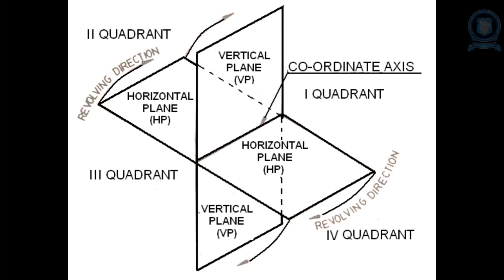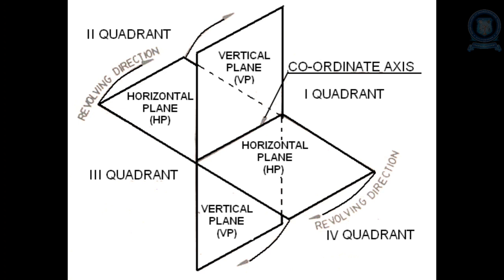The first quadrant location is above HP, in front of VP. The second quadrant location is above HP, behind VP. The third quadrant location is below HP, behind VP. The fourth quadrant location is in front of VP and below HP. These are the locations of all 4 quadrants. If you place an object in the first quadrant and project it, you will always get the front view on the vertical plane and the top view on the horizontal plane.